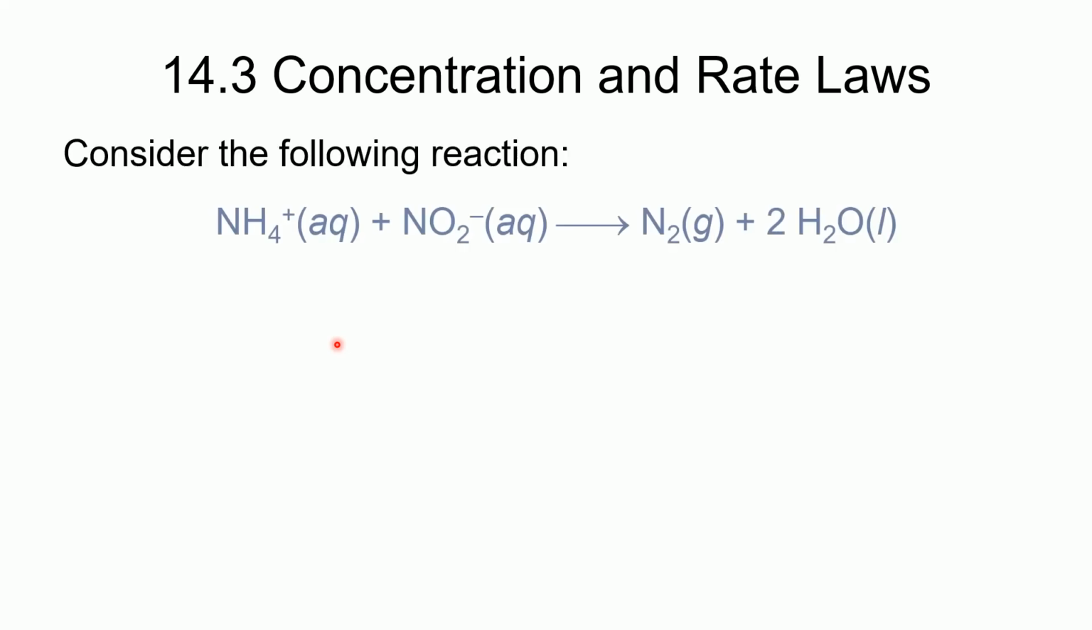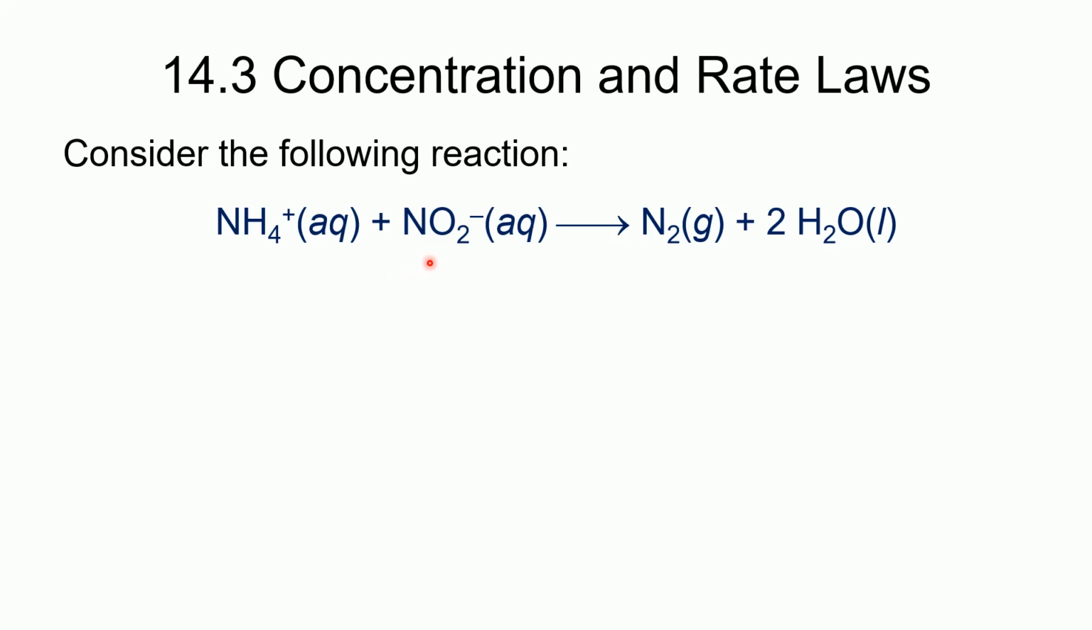All right, so we're now going to do part 2 of chapter 14, second video in chapter 14. And in this video, we're going to be looking at the concentration and how concentration affects the rate of reaction. So let's start by looking at the reaction between ammonium and nitrite ion.